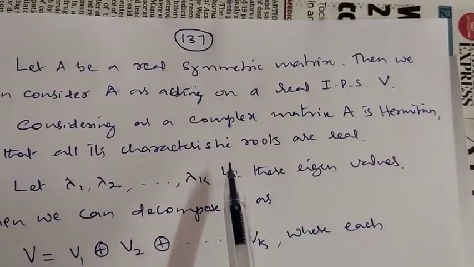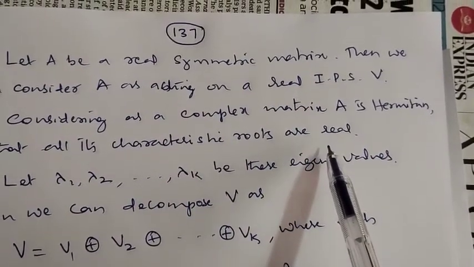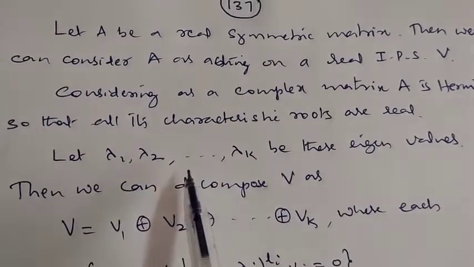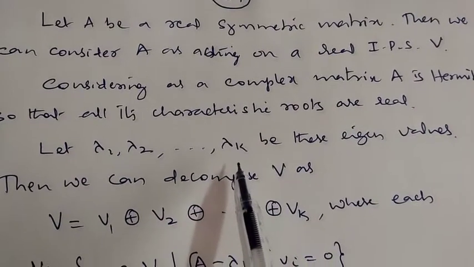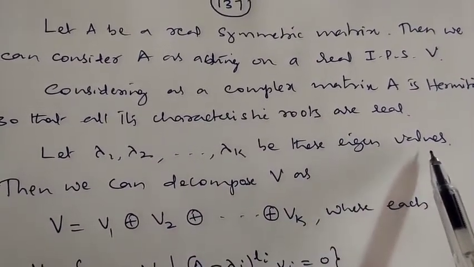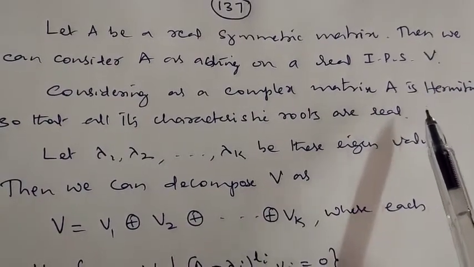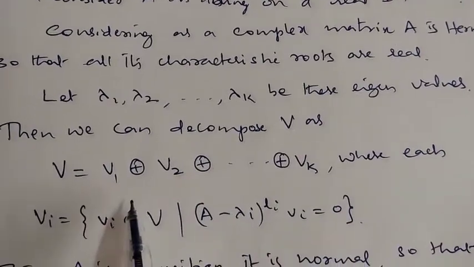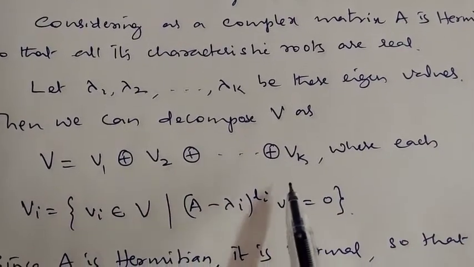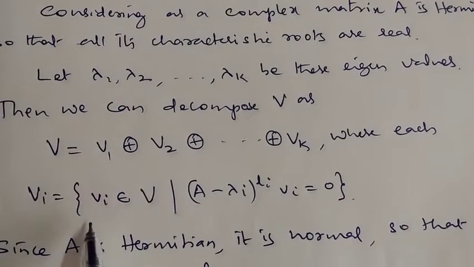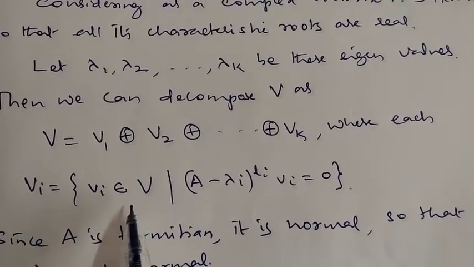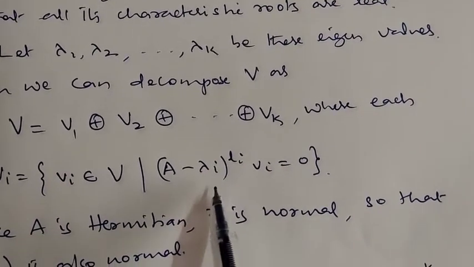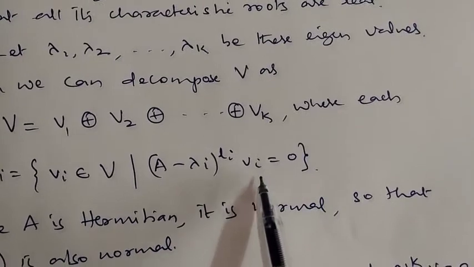So all its characteristic roots are real. That we have proved: if T is Hermitian, then all its characteristic roots are real. Now let lambda 1, lambda 2, etc., lambda k be the distinct eigenvalues of T or A here. Then we decompose V as a direct sum of V1, V2, etc., Vk, where each Vi contains the set of all v belonging to V such that (A minus lambda I) to the power Li of v is 0.